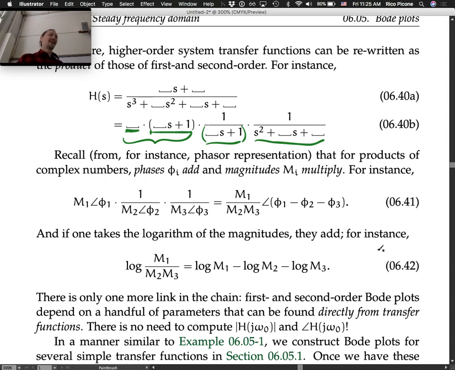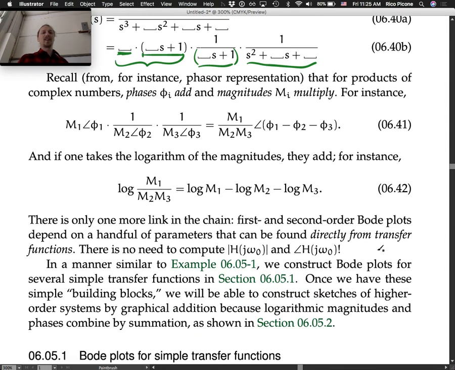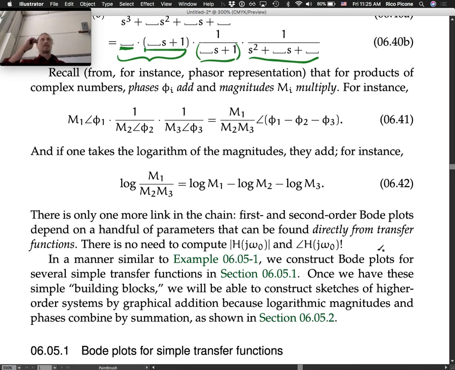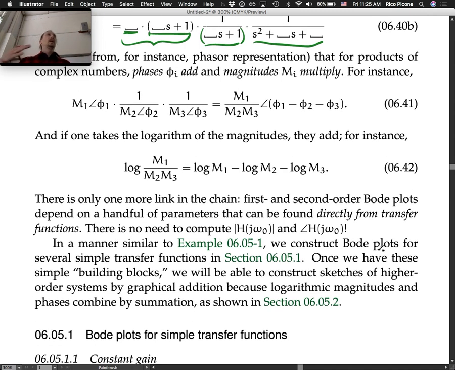And that's kind of the big thing: you can go straight from the transfer function to sketching the magnitude and phase of the frequency response function. You can go straight from your transfer function to sketching the Bode plots, which is what we're going to learn to do. And it's the big main thing, the punctuation at the end of this section for the test that we're coming to.